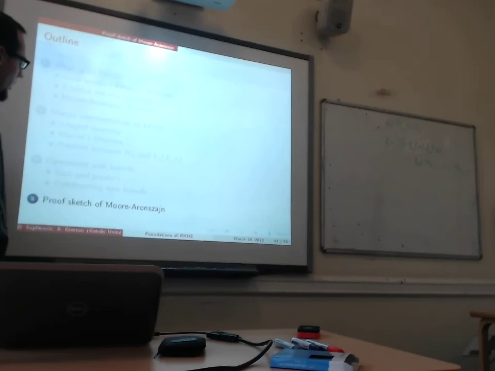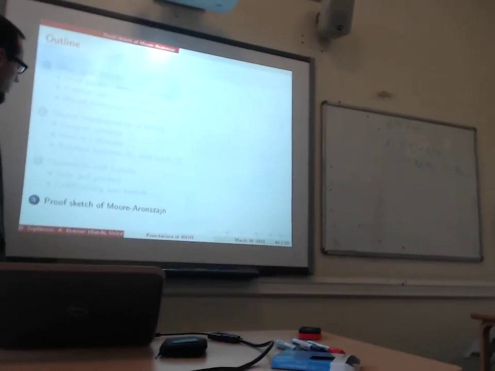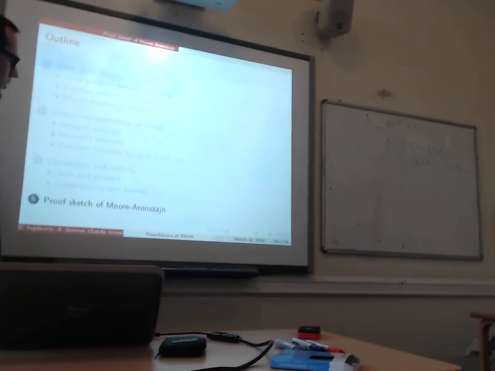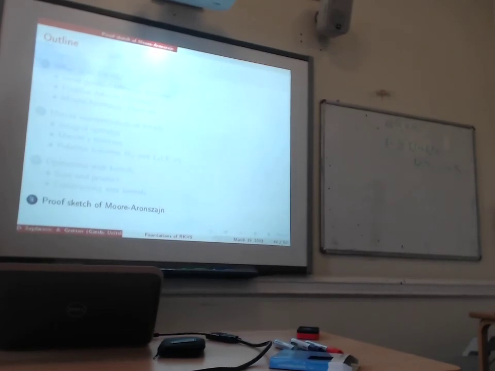Okay, so we have about 10 minutes to sketch this important theorem. The proof in the notes is very detailed because I'm not going to get far with this. Any questions at this point? Comments, questions, anything?